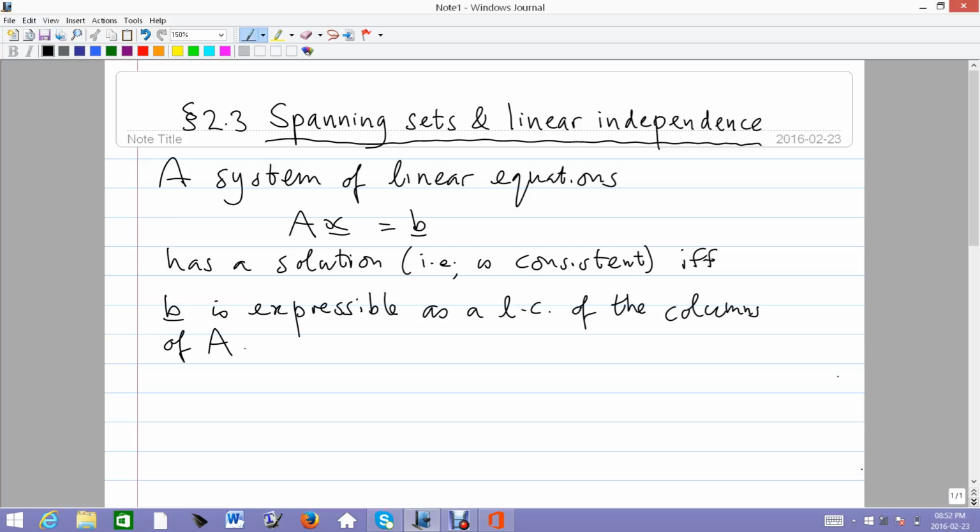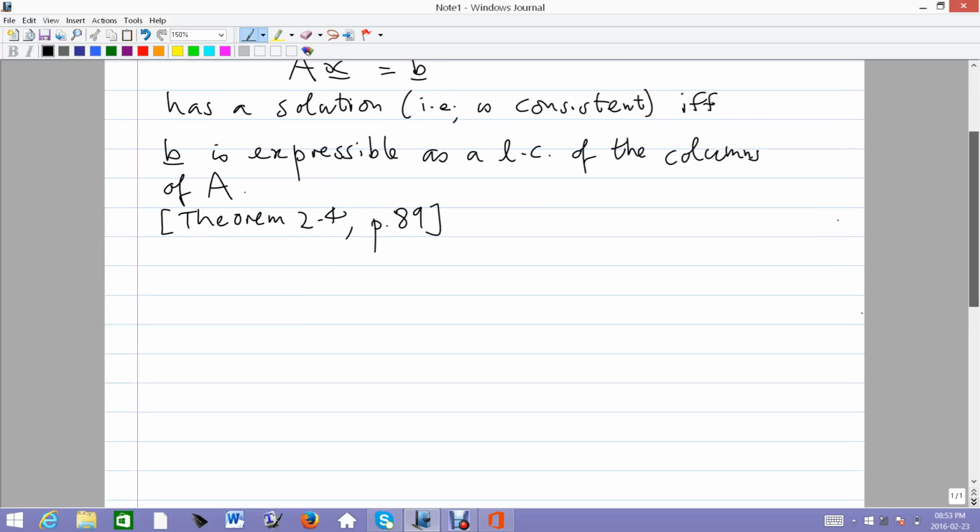And this assertion is essentially a statement of theorem 2.4, which appears on page 89 of the textbook. Here is an example illustrating the use of this theorem.